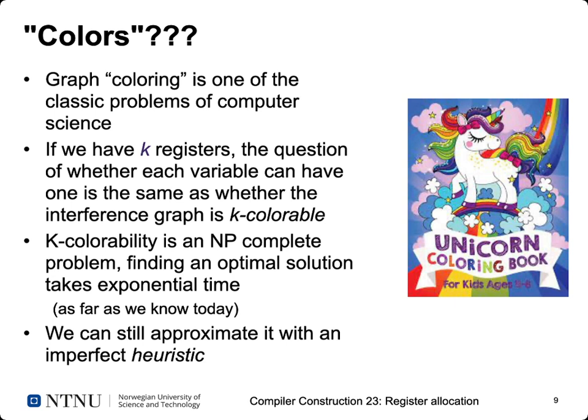Now, unfortunately, as I said, this is a very complex problem. Essentially, it's an NP-complete problem, this k-colorability of graphs. So finding an optimal solution, as far as we know today, takes exponential time, unless you find a better solution, which would probably give you a Turing Award. Well, don't count on it, I'd say. Nevertheless, we can still do a pretty good approximation using a good but obviously still imperfect heuristic.